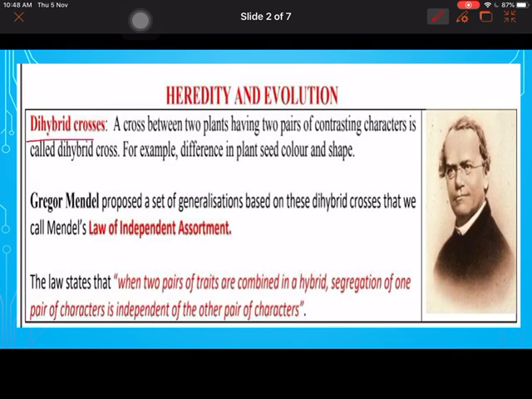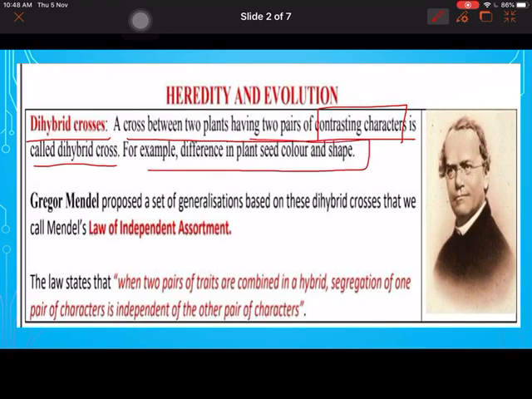So dihybrid means, di means two. That means we are taking two characteristics at a time and we are crossing them together. When a cross between two plants having two pairs of contrasting characters is made, it is called a dihybrid cross. You have to remember that we are taking two contrasting characters, for example, difference in plant seed color and shape. The seed color and shape are the two contrasting characters we are taking at one time.